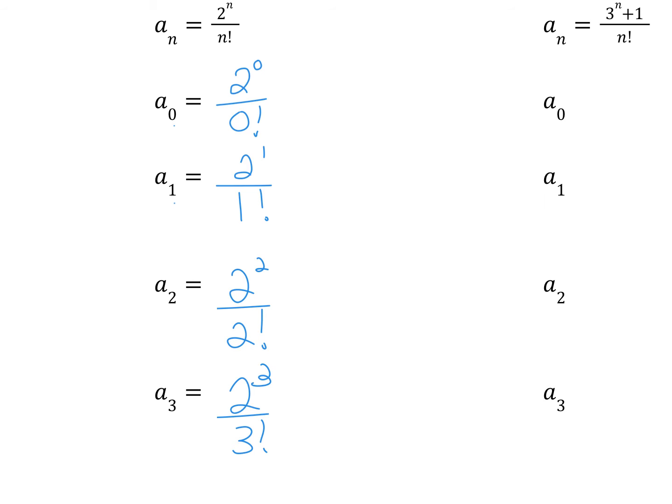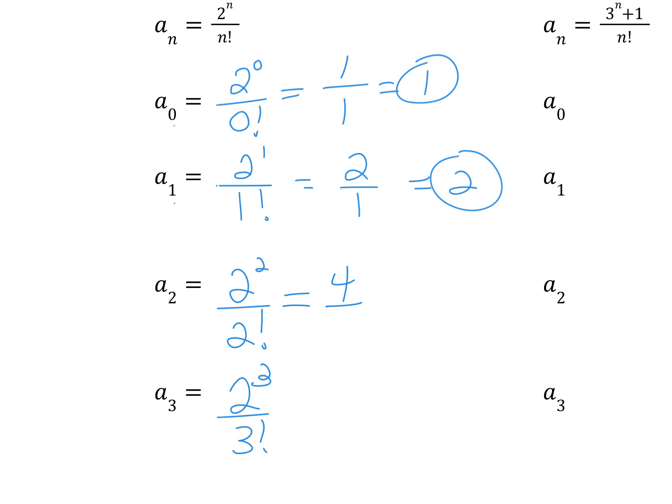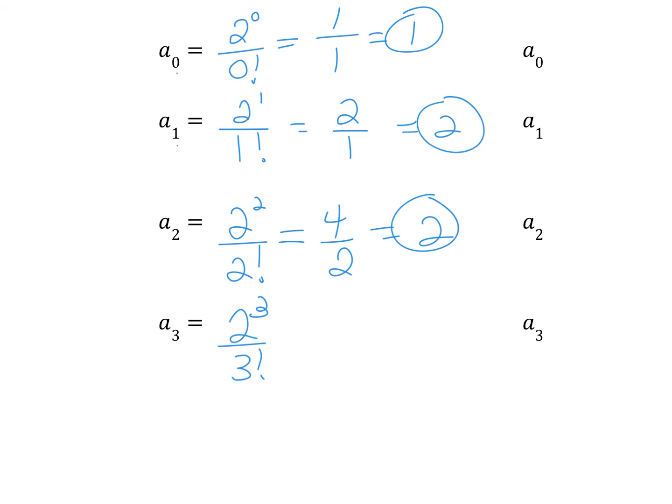Which, when we go to evaluate it, always remember anything to the 0 power is 1. We said that 0 factorial is 1, so it would simplify to 1. 2 to the first is just 2. 1 factorial is 1, so we would have 2. 2 squared would be 4. 2 factorial is just 2 times 1, which is 2. And then 2 to the third is 8. And then 3 factorial is 3 times 2, which is 6, so that would be 4 thirds.